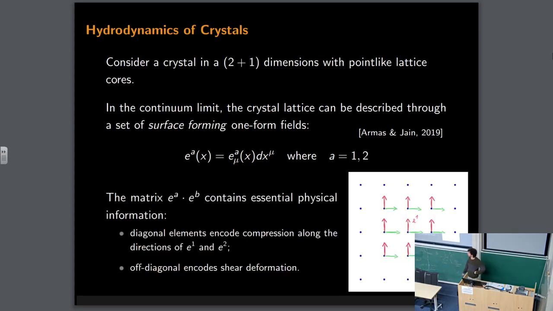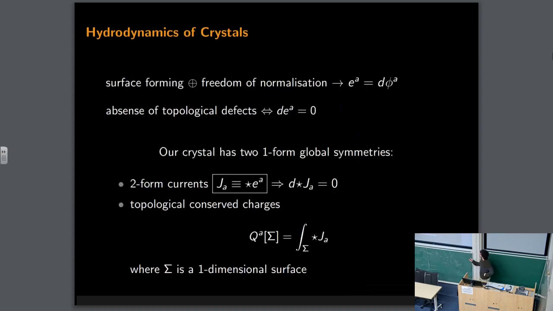The way that these form fields encode physical information is through the scalar products between them. The diagonal elements of this matrix of scalar products will encode compression. For example, if we would compress a crystal like this, we should see the norm of E1 increasing, such that E1·E1 would reveal that compression, and the off-diagonal elements encode shear deformation. So in this case, if we would apply some shear stress, we would see the angle between these vectors change, such that the scalar product E1·E2 would show us that.